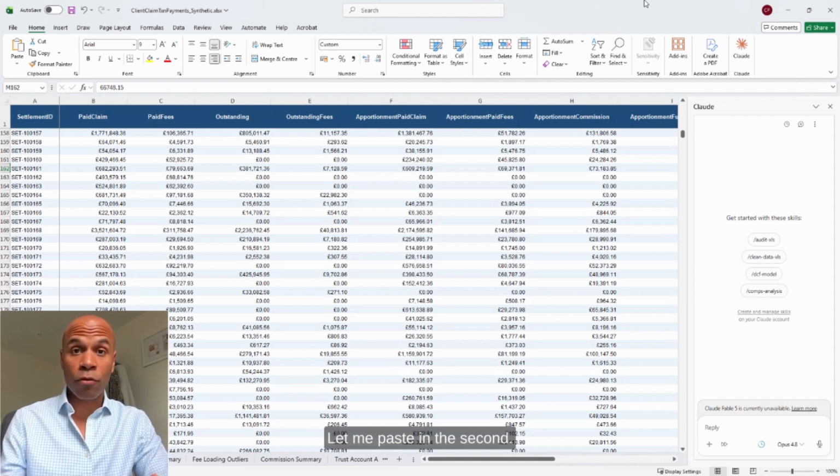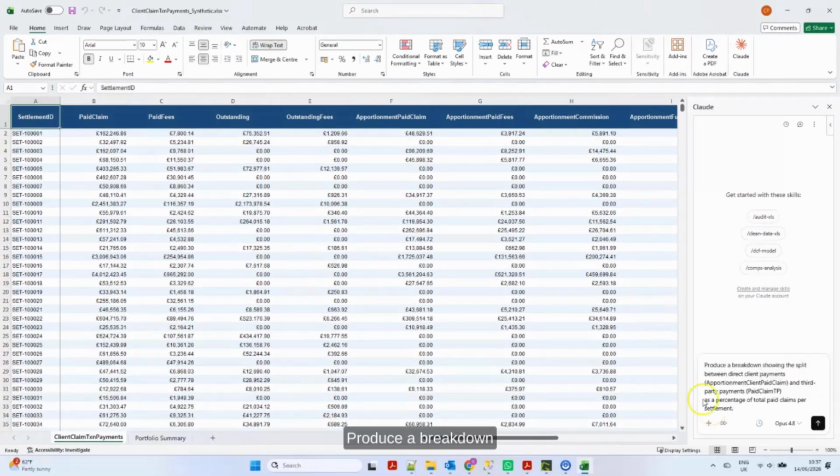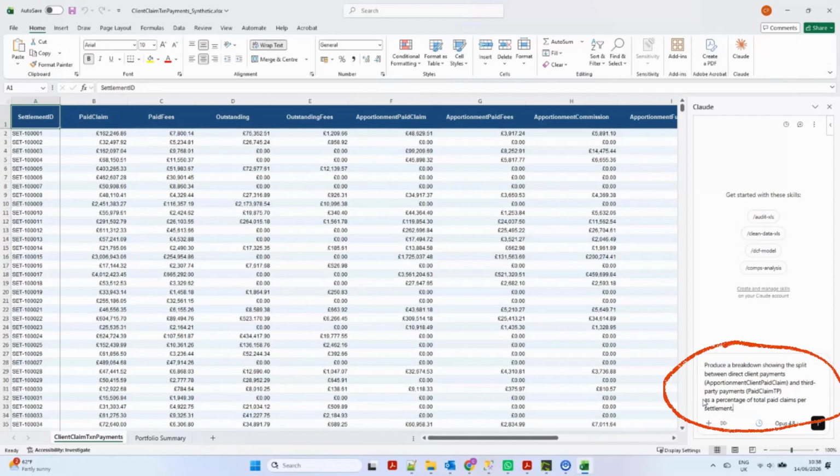Let me paste in the second prompt. Produce a breakdown showing the split between direct client payments, apportionment client paid claim, and third-party payments, PaidClaim TP, as a percentage of total paid claims per settlement.